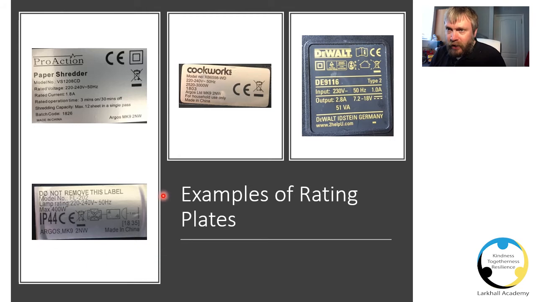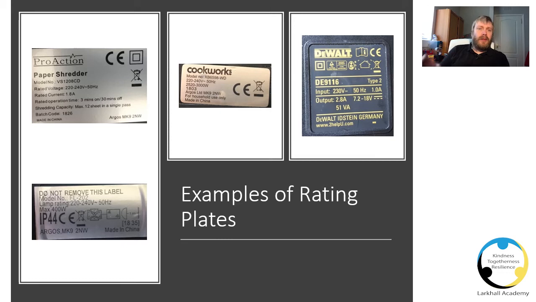And down here, this is from a big outdoor security light. Again, we've got a voltage, and we've got the maximum power that it can handle. That would depend on the bulb that you put in there, and would be the maximum power rating on the bulb that you'd put in. So those are some example rating plates.